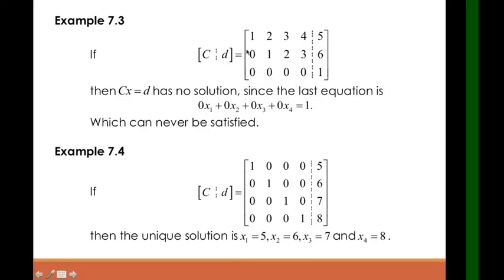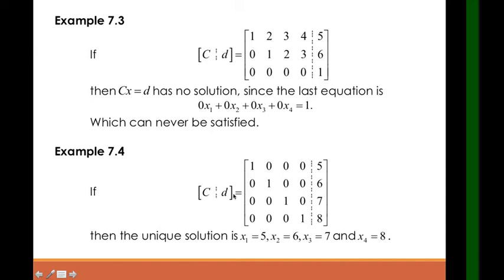Now, let's have example number 7.3. If C augmented D is 1, 2, 3, 4, 5, 1, 2, 3, 6, 0, 0, 0, 1, since all the numbers in the last row are 0, therefore it has no solution, because we don't have the value for this, diba? That 0 equals 1. Tama? 0 equals 1. So therefore, 0x sub 1 plus 0x sub 2 plus 0x sub 3 plus 0x sub 4 is equal to 1, which can never be satisfied. Okay? It has no solution.